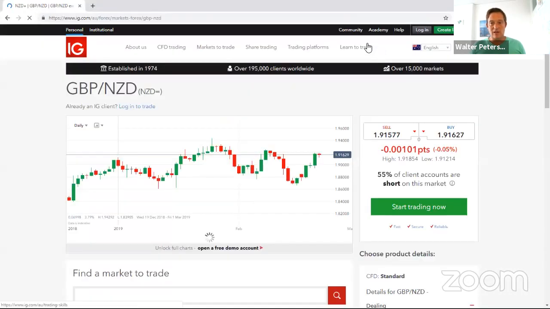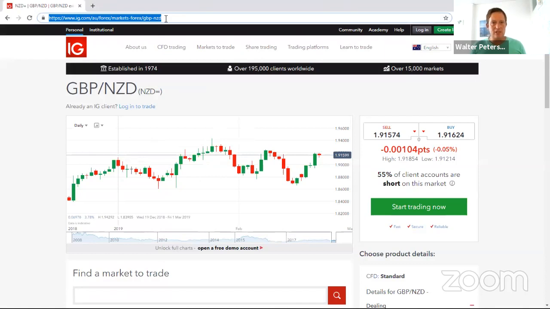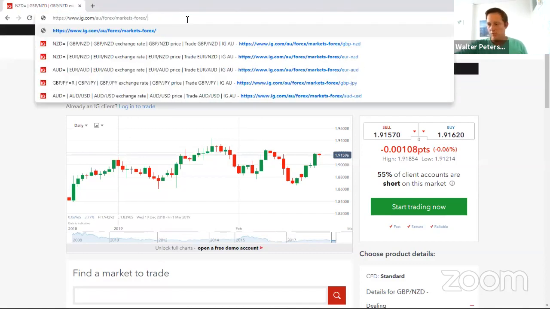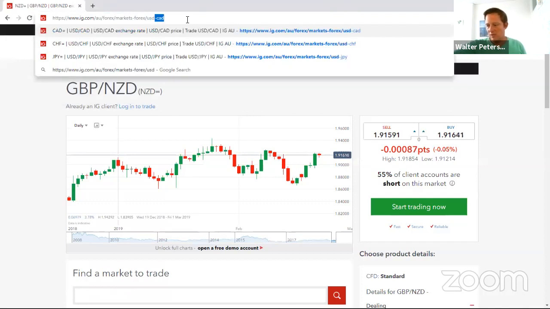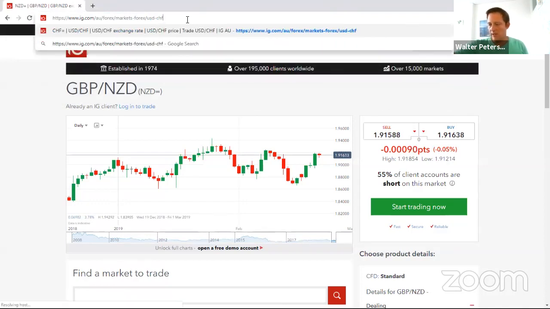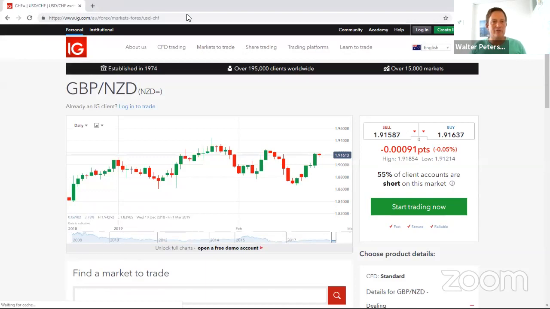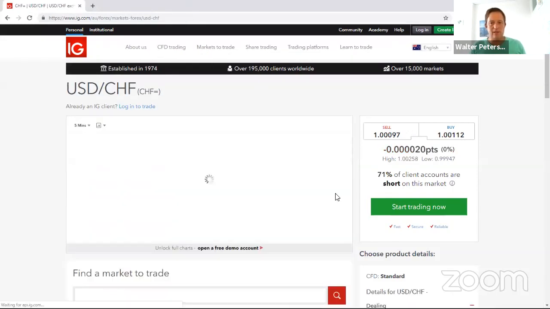For example, this is the pound New Zealand. So what it's telling you is that 55% of the market is short the pound New Zealand. That doesn't really tell us much. But what if we look at, for example, the USD Swissy? I can tell you right now, a lot of traders are shorting it. 71% of our retail buddies are shorting it.